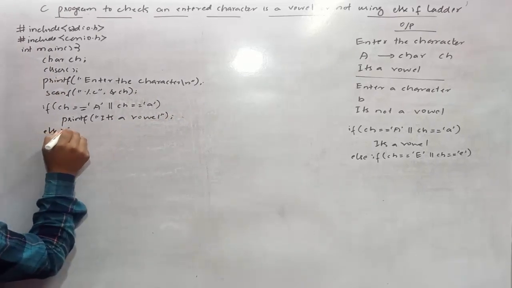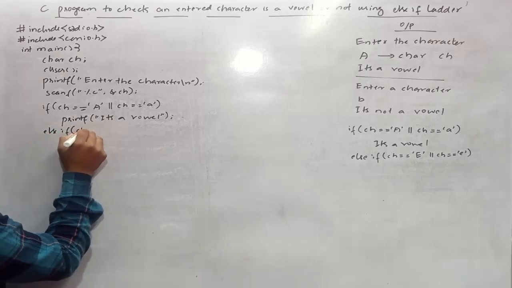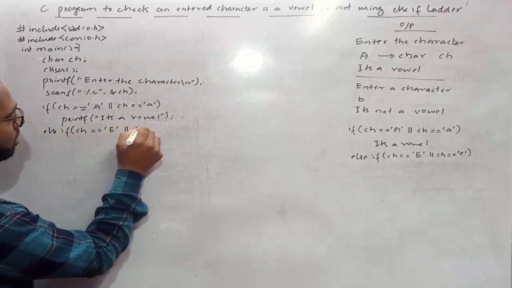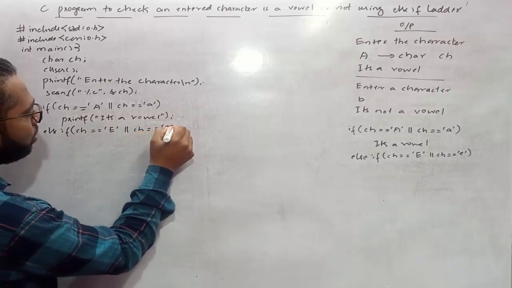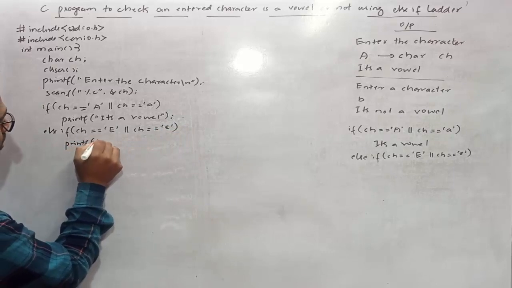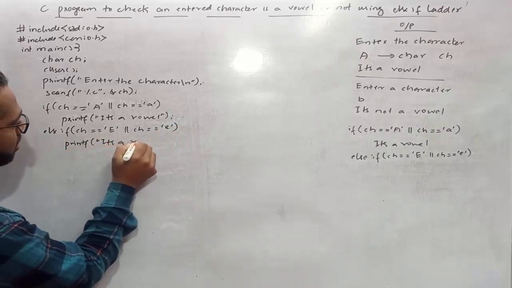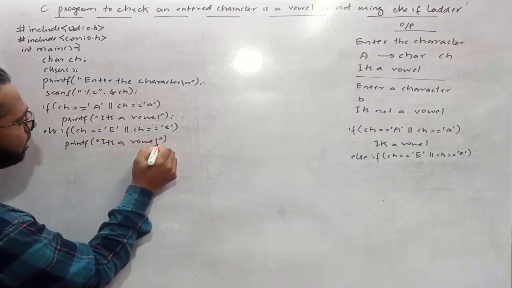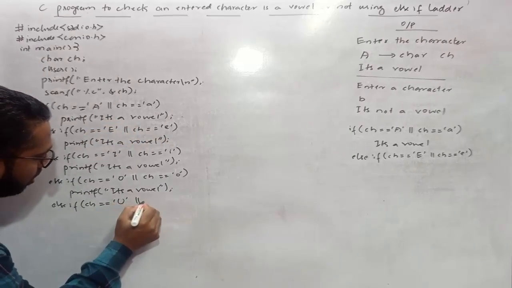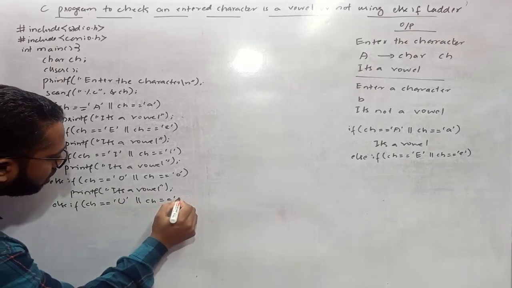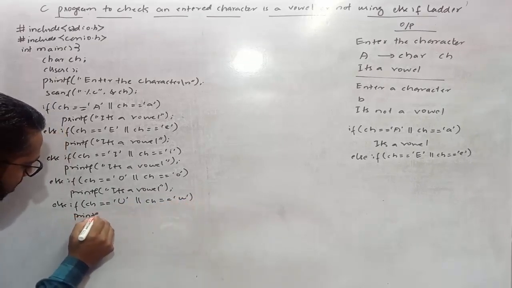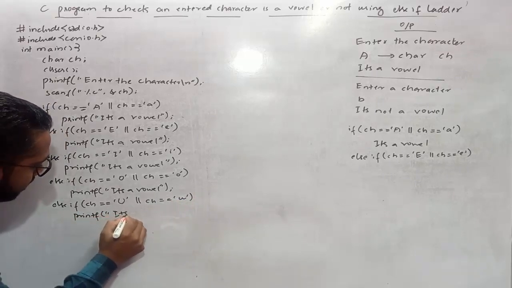Then else if ch is equal to capital letter E or ch is equal to smaller letter e, then again I will printf, it's a vowel. Capital U or ch is equal to smaller case u, I will print it's a vowel.